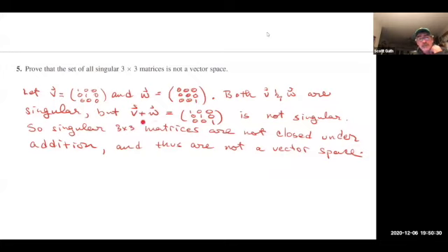But when you add them together, you get 1, 1, 1. And we can see the determinant of this is 1. So adding two singular matrices together results in a matrix that's not singular, so they are not closed under addition. And that's all you really need to say on this one.